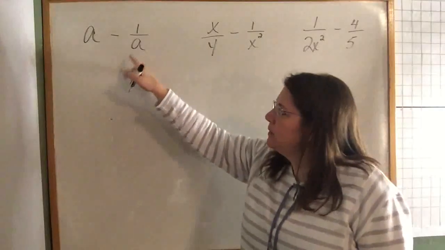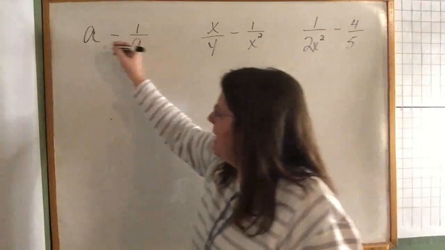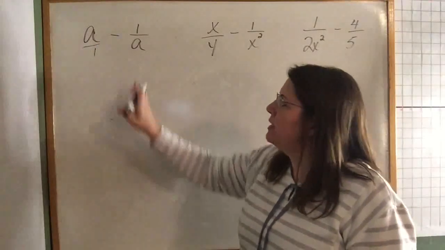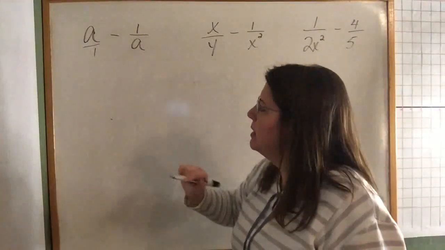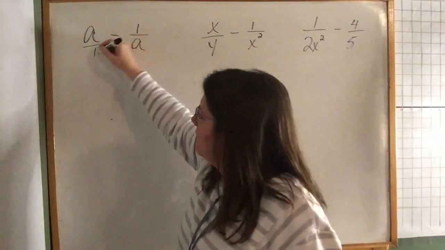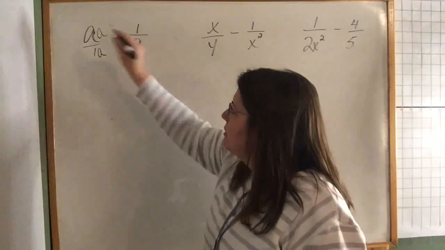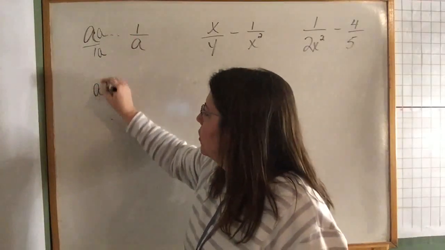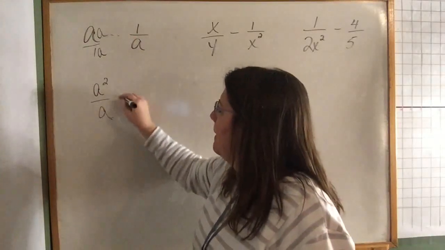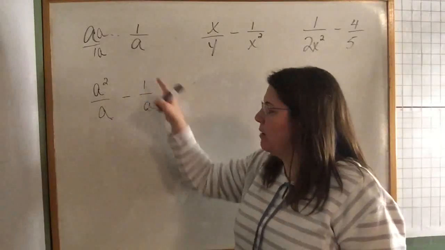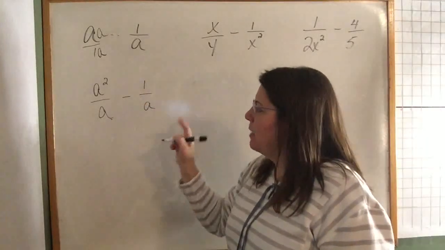For this one, I have a denominator of a here. That's understood to have a denominator of 1. They both need to have an a on the bottom. So in order to force this one to have an a, I'm going to multiply the a on the top and on the bottom. So a times a is a squared over a minus 1 over a. There's nothing else that needs to be done on that one. I can leave it the same. And then I would subtract.